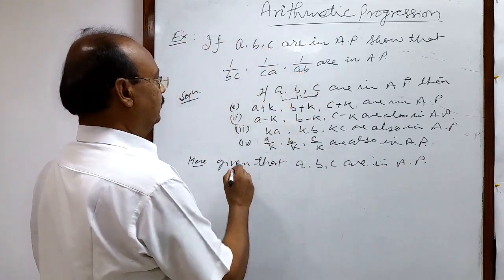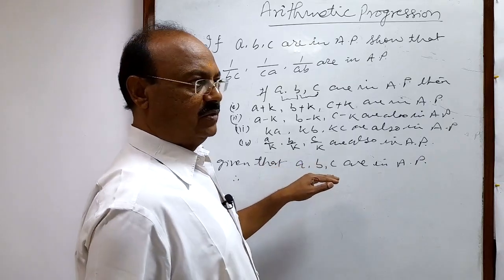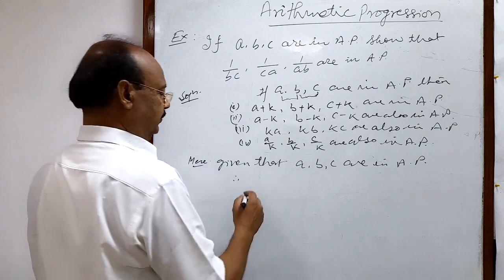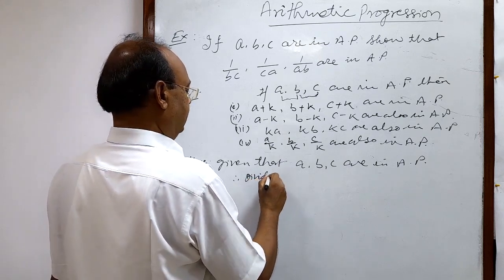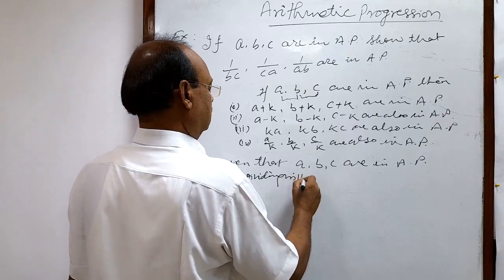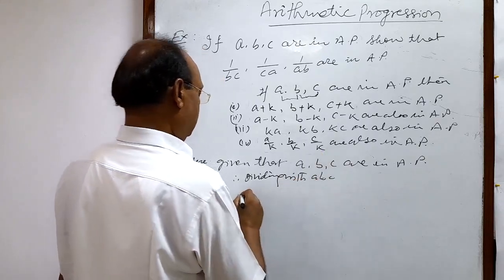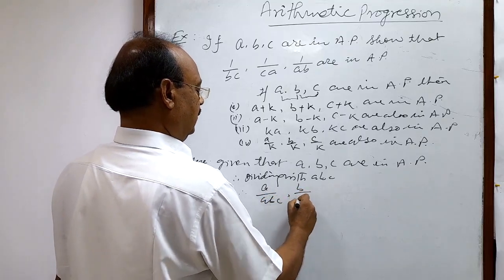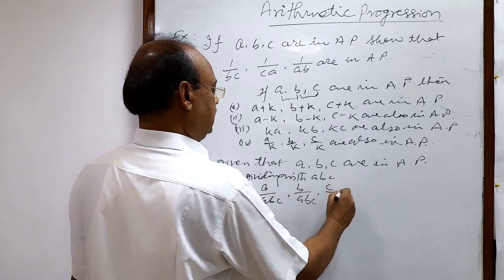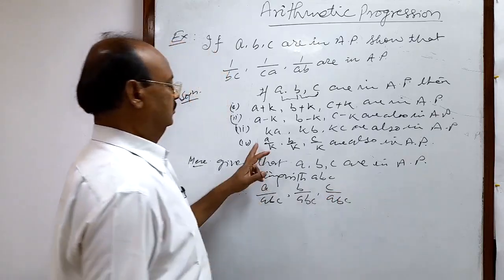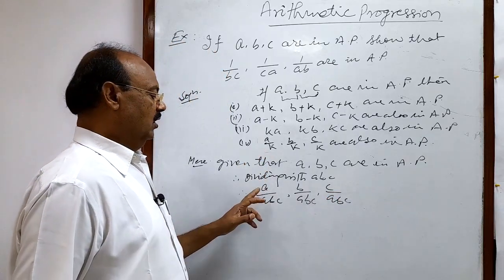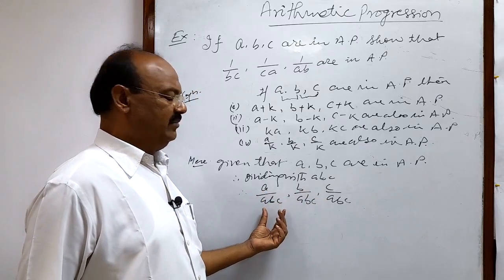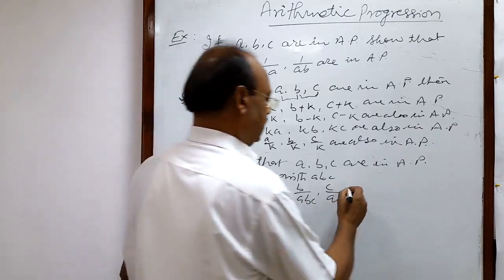So therefore, whenever we divide these numbers by any constant number, let us divide by ABC. Dividing by ABC, we will get A upon ABC, B upon ABC and C upon ABC by this fourth property. We are dividing all these three numbers by the same constant number ABC. Okay, these are in AP.